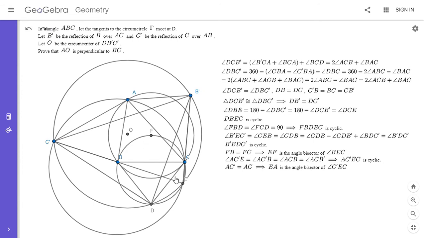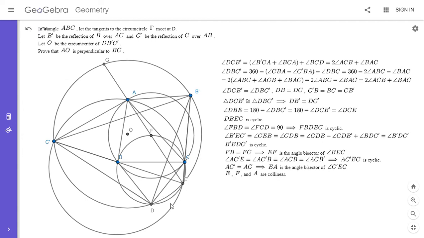So EA has to be the angle bisector of C prime EC. And from there, we have that E, F, and A are collinear because they all lie on the angle bisector of this angle BEC. All right, so E, F, and A are collinear. So what I'm going to do is draw the line through those 3 points, and see where it intersects the big circle. Okay, so I'm going to let it intersect the big circle at a point G.